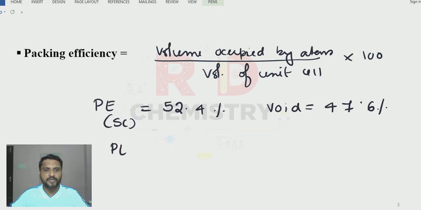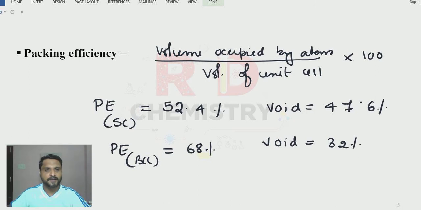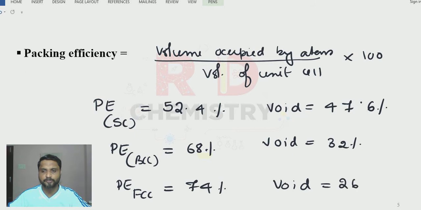Similarly, packing efficiency in case of BCC is equal to 68 percent, and the remaining empty space, called the void, is altogether 32 percent, correct? So the packing efficiency of the FCC or CCP is equal to 74 percent, and the void, the empty space in the FCC, is around 26 percent. So among all these, you can see the maximum value is for the FCC, right? So that means FCC is the most highly packed crystal structure. Right, students?